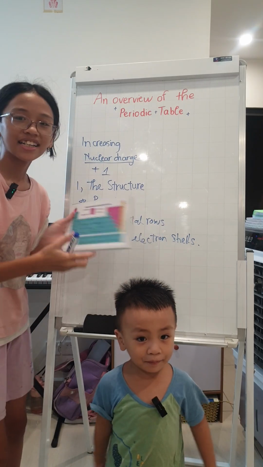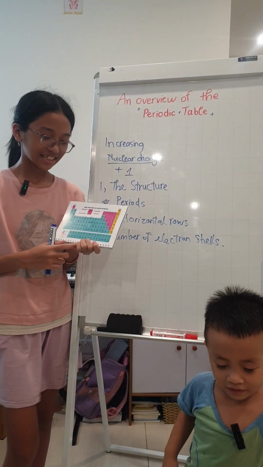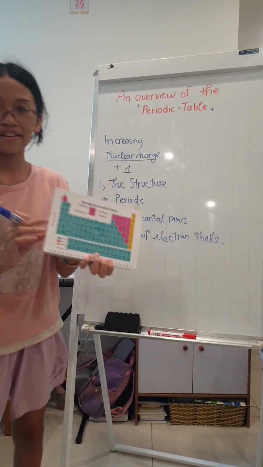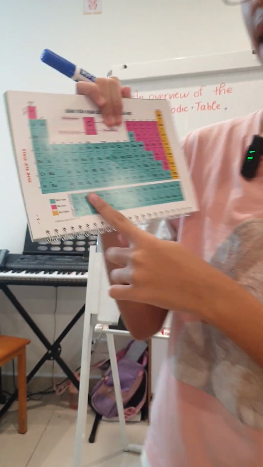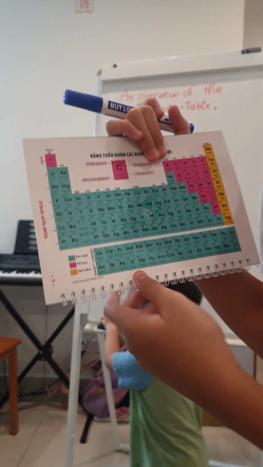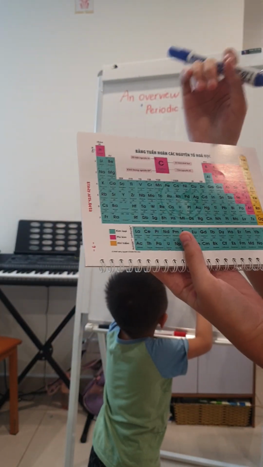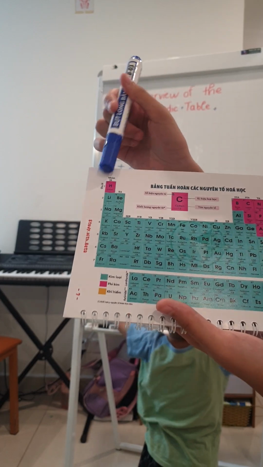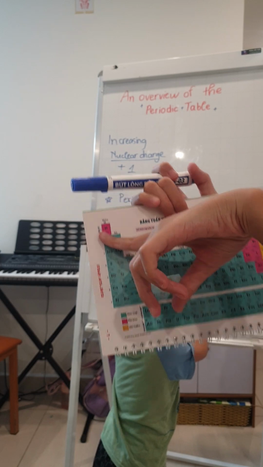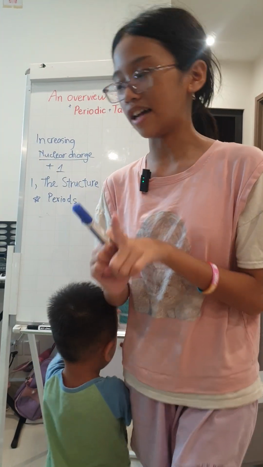For example, the element, and here, let me show you a closer look. The periodic table has 7 periods marked from 1 to 7. For example, hydrogen is marked as period 1. That means hydrogen has 1 electron shell.